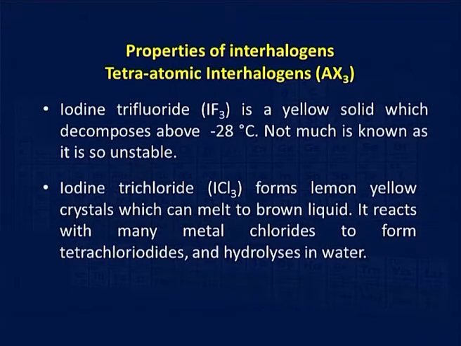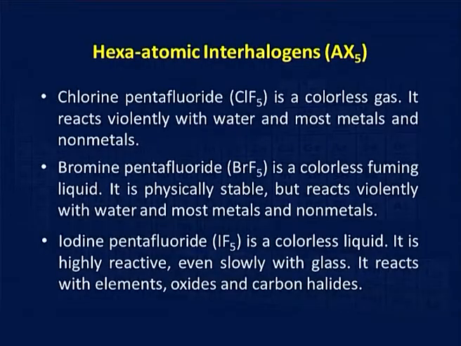Iodine trichloride forms lemon yellow crystals which melt to a brown liquid. It reacts with many metal chlorides to form tetrachloroiodides and hydrolyzes in water. Next are the hexa-atomic interhalogens, chlorine pentafluoride. It is a colorless gas. This chlorine pentafluoride reacts violently with water and most metals and non-metals.